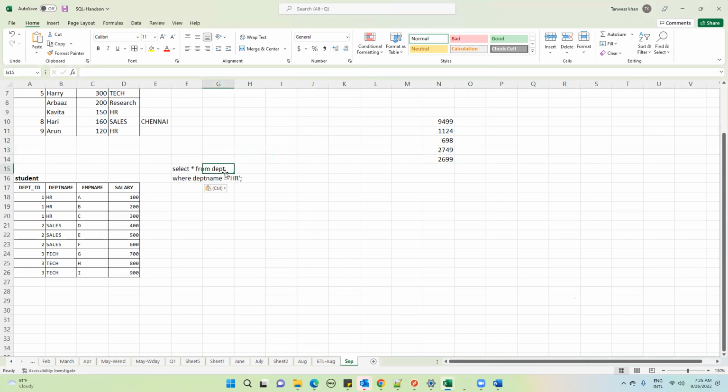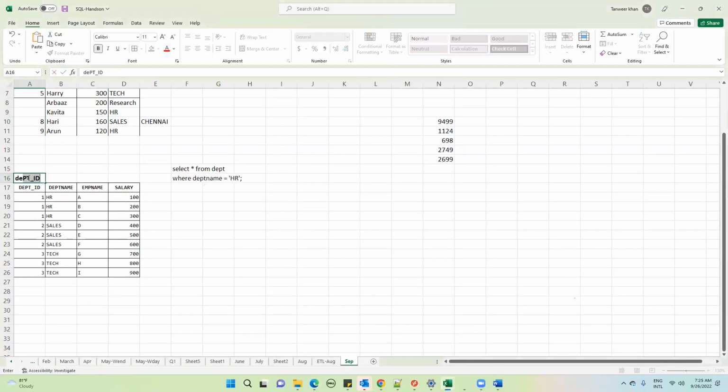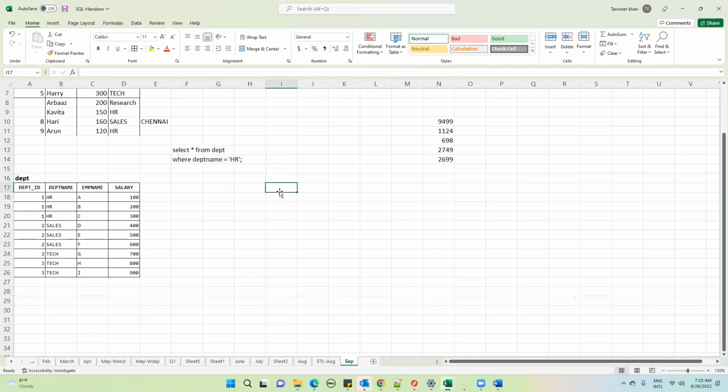Suppose this table department is present in the database. This column department name is present. The syntax is correct. Then what happens next? Let's try to understand it. Whenever you write any SQL query and execute it, first of all, your SQL engine will execute the from keyword. Okay. Now here I know you will be confused.